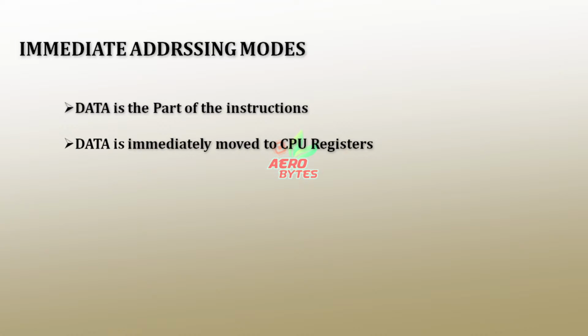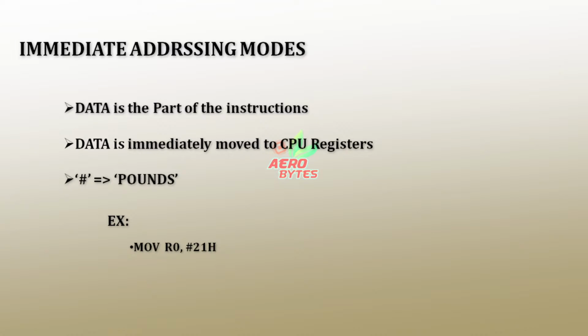Data is immediately moved to the CPU register. The data is preceded by the symbol hash. It is not hash, it is known as pound. The symbol is known as pound. See the examples. See here, MOV R0, #21. The immediate value 21 is immediately transferred to the register R0. After execution of this instruction, the R0 register contains the value of 21.